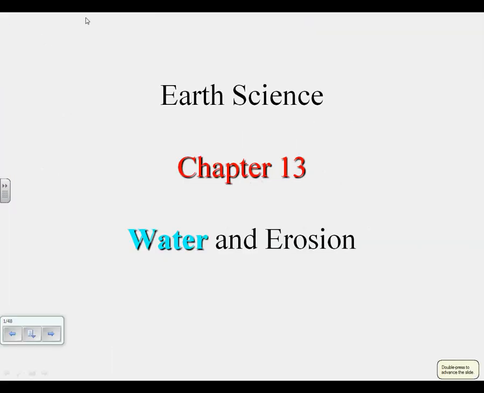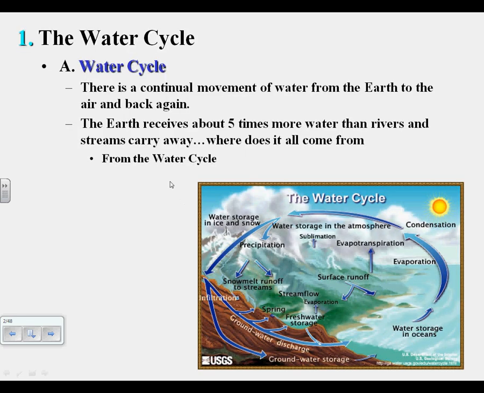Okay, we're going to talk about water and erosion. Water and erosion go together. Basically, water is a great agent of erosion. And chapter 13.1, water and erosion. Here we go. The water cycle.